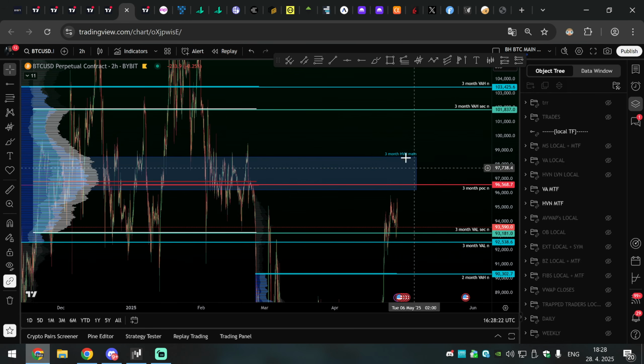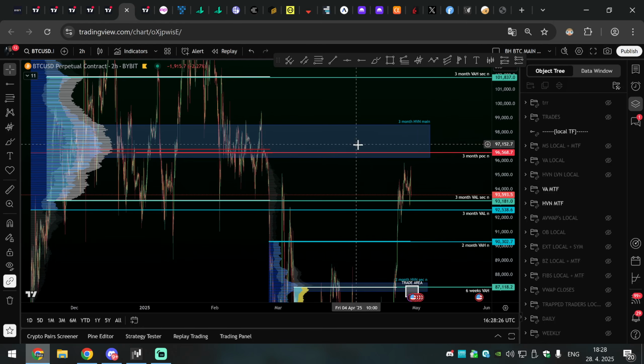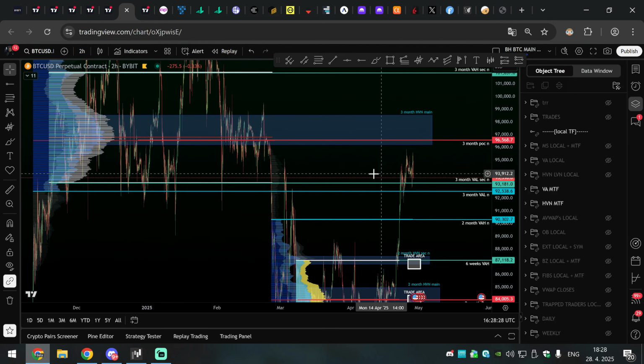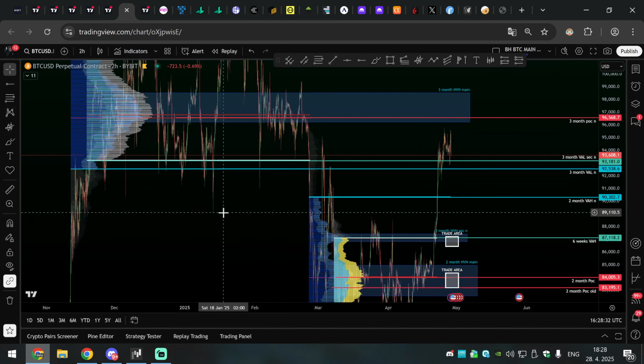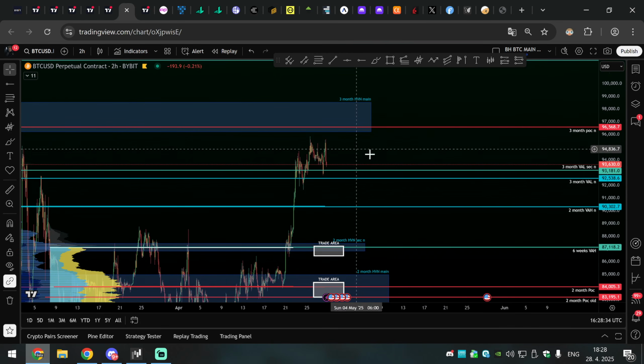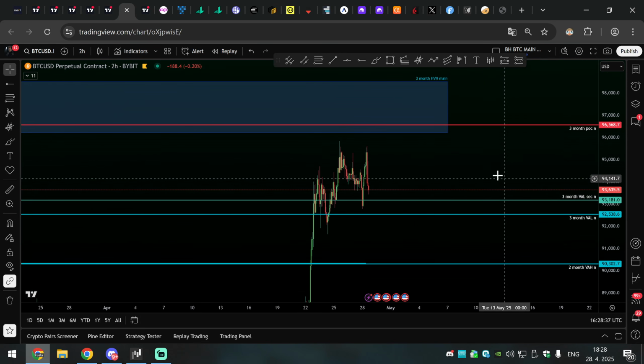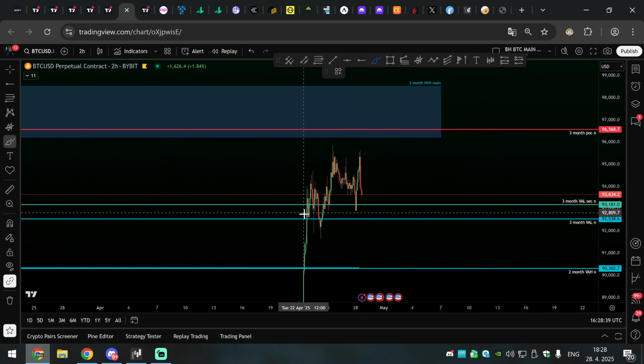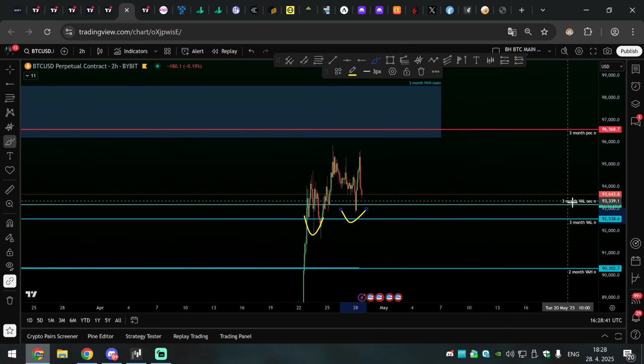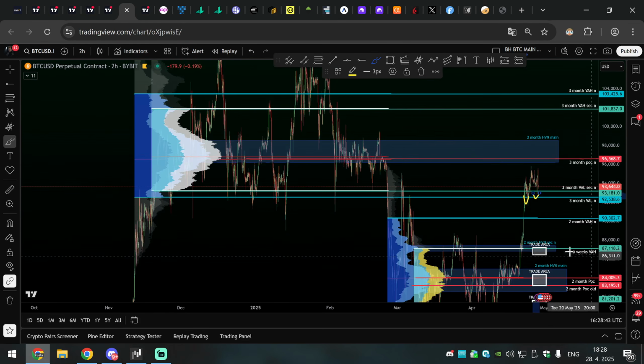But otherwise, gravity, this is not even gravity, but overall volume will suck you in and you will be just ranging here. So from high time frame, medium to high time frames AMT, Bitcoin was looking really, and it's still looking promising, because you are spending a decent amount of time above the 3-month VAL, so you are trying to get acceptance into this range.